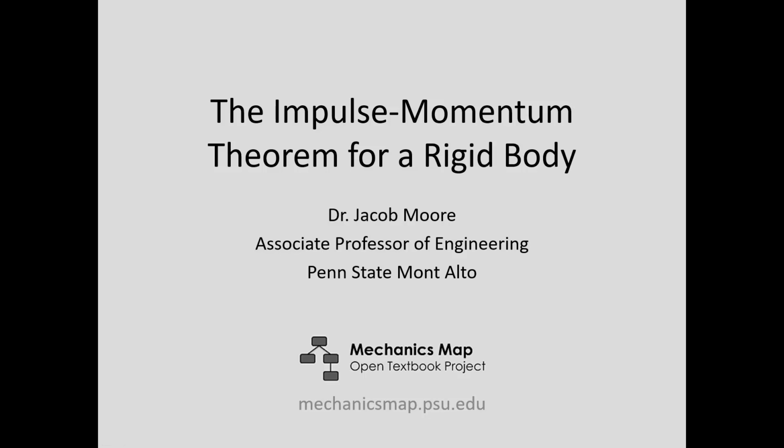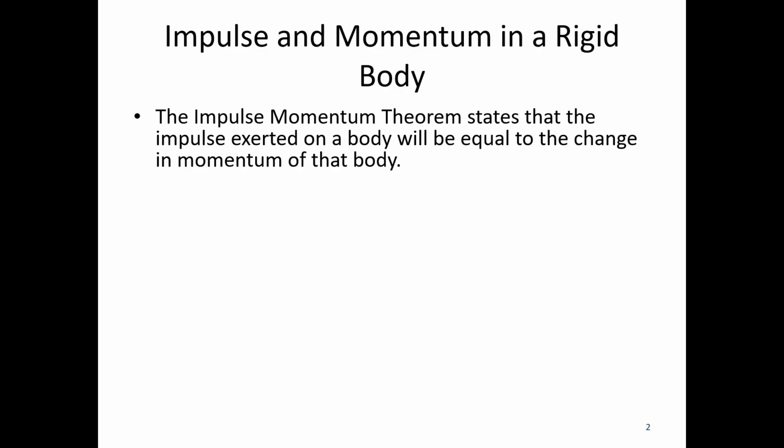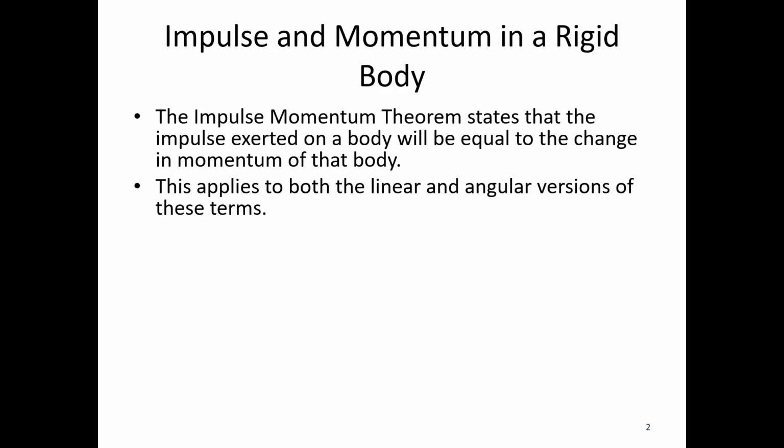Hello, for today's video lecture we're going to be talking about the impulse momentum theorem for a rigid body. So the impulse momentum theorem states that the impulse exerted on a body will be equal to the change in momentum of that body. So this applies to both the linear and angular versions of these terms.